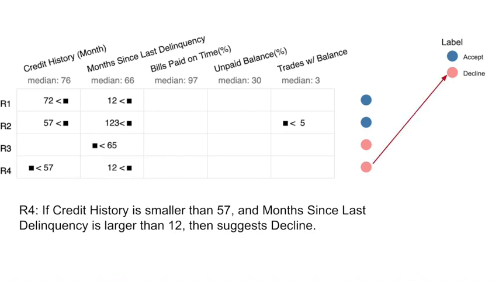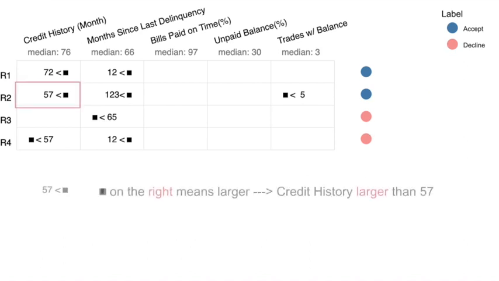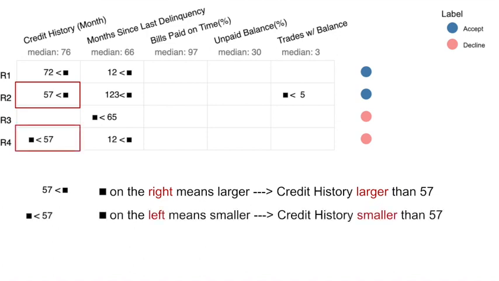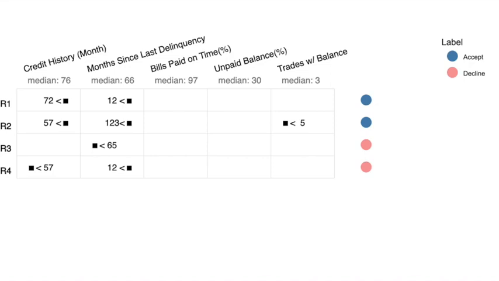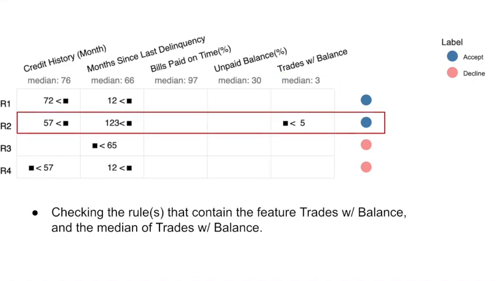Keep in mind, a useful way of reading a rule is that a square on the right side always means the feature of this column is larger than the given value, and a square on the left means that this feature is smaller than the given value. In this tabular view, we can look at a specific column, and find out the rules that contain this feature. For example, if we are only interested in the feature trades with balance, we can locate the column of trades with balance first. Then we can focus on rule R2 for further exploration. On the top of this table, we can also find out that the median for trades with balance is 3.